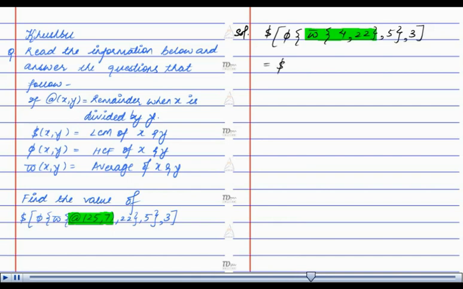13, 5, 3. Next, solving phi of 13, 5, that is HCF of 13 and 5, we get $ of 1, 3. $ of 1, 3 is nothing but LCM of 1 and 3, that comes out to be 3. This is the required solution. Thank you.